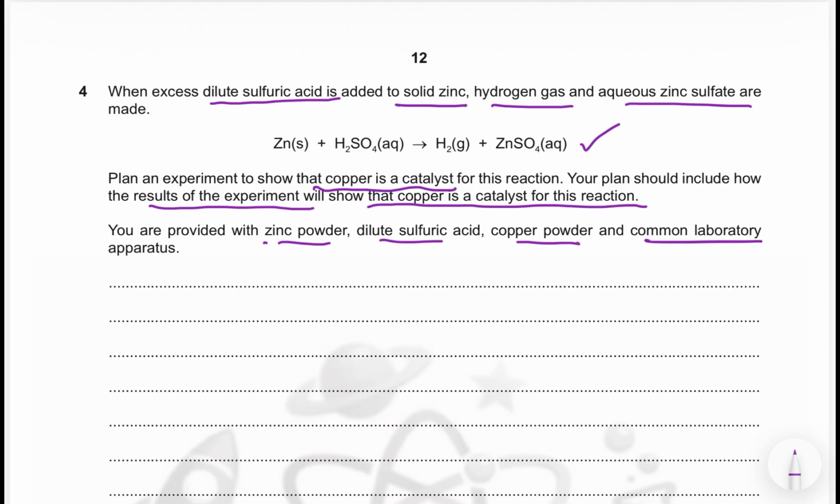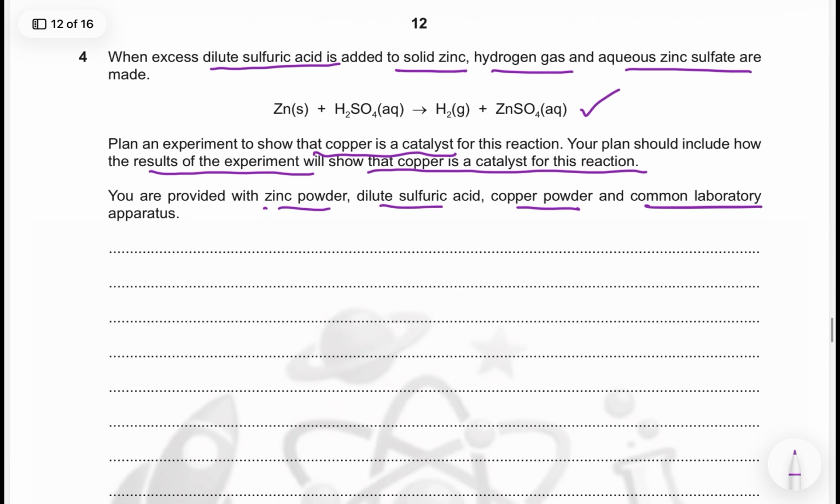If you read the question properly, you see that they have already given you the chemical equation. They have told you what the products formed are. They want you to find out whether copper is acting as a catalyst or not for this reaction. So in this case, how are we going to write the answer? You will have to mention the amount of solids used, that is how much zinc you have used, how much sulfuric acid you have used, and how you are going to perform this reaction.